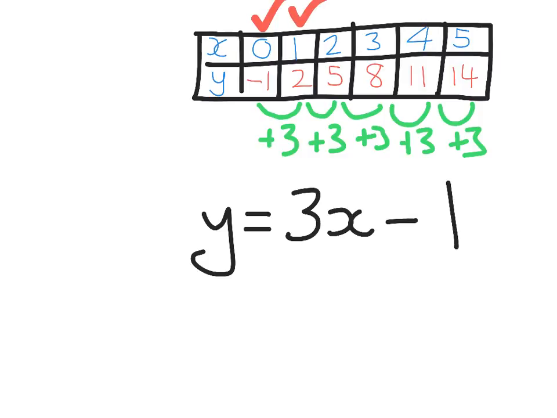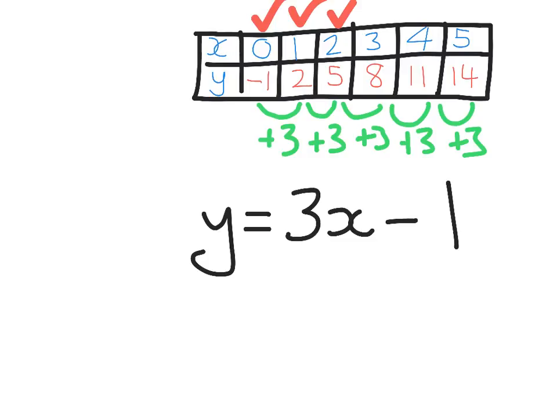I love it already. All right, and then if I put 2 in, 2 times 3 is 6 minus 1, which is 5. I enjoy this. So if you put any of these x values into this equation, out will pop the corresponding y value in my table. So that's definitely the pattern.